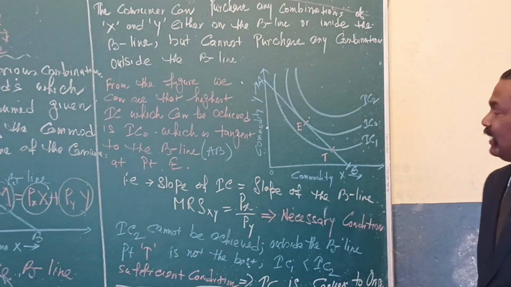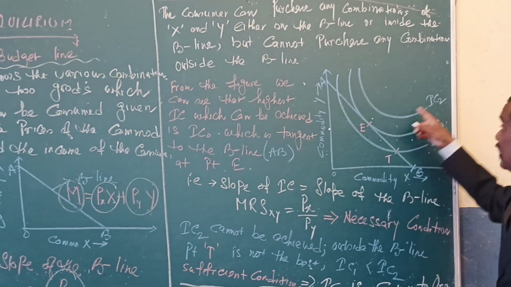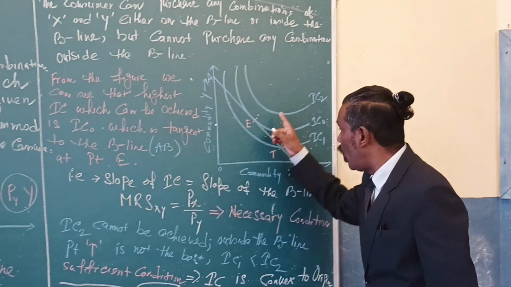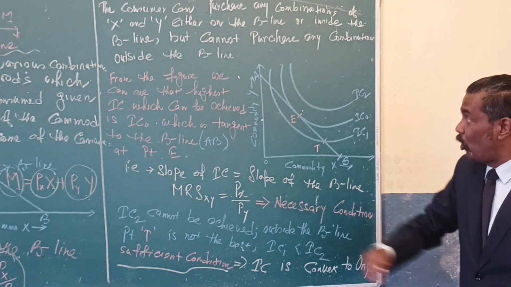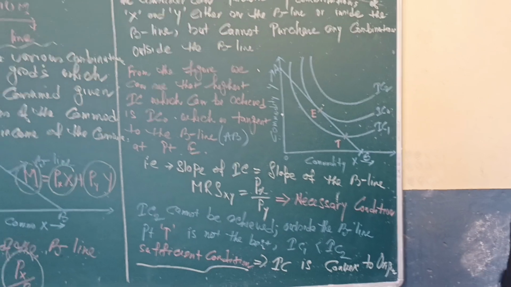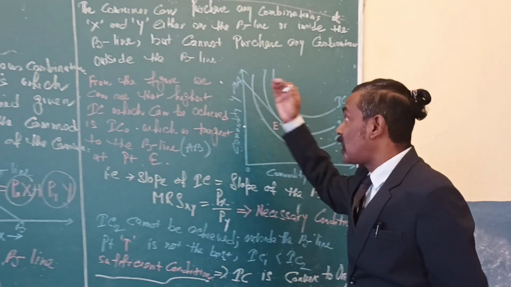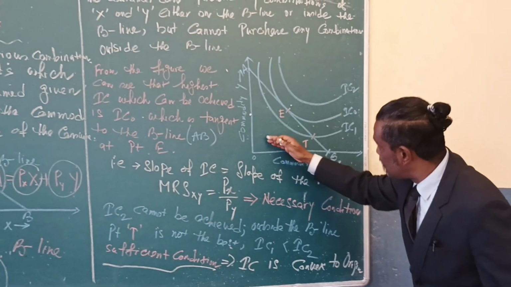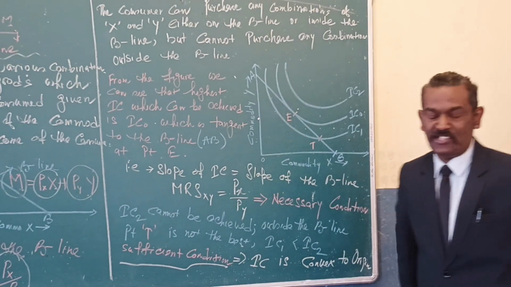Suppose we take the example IC2. The consumer will try to reach the indifference curve IC2 because it will give the highest level of utility. But in this case, the consumer will not be able to reach this indifference curve because of the budget constraint AB. We know, boys and girls, that the consumer will not be able to purchase any combinations of goods and commodities which lie outside the budget line. This indifference curve IC2, as it lies outside the budget line AB, cannot be achieved.